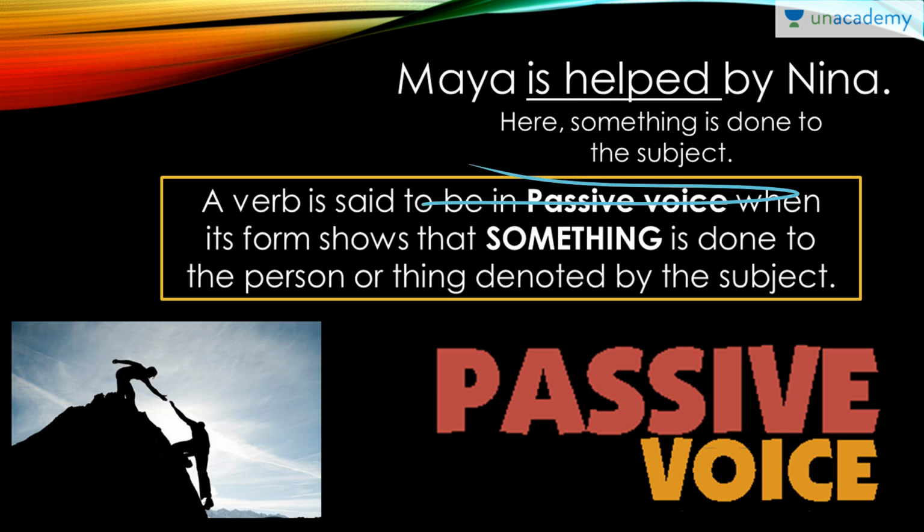Now here something is done to the subject. Now the verb is said to be in passive voice when its form shows that something is being done to, or is done to, the person or thing denoted by the subject. That's passive voice for you guys.